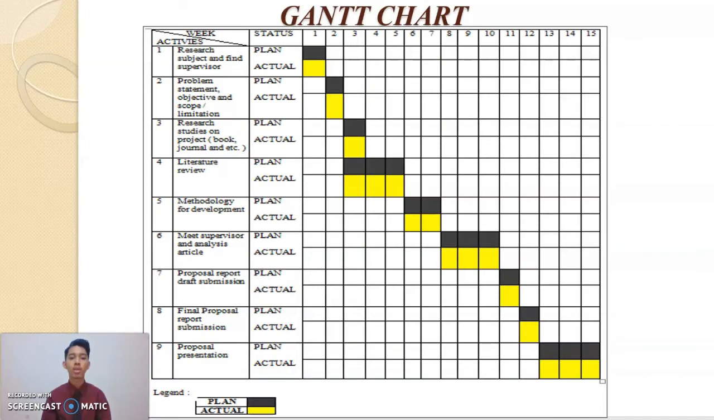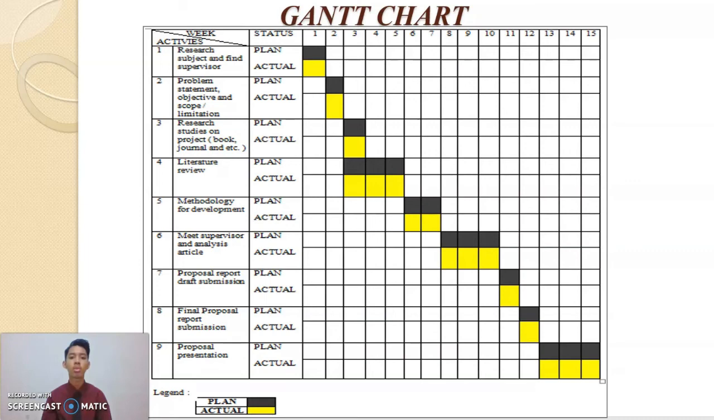From this Gantt chart, we explain the process of preparing a proposal for the creation of our project. To succeed, it will take 15 weeks until the presentation of the proposal is complete. For the first week, we did research on the subject of the project to be created and found a supervisor to guide our team in preparing the project proposal. For the second week, discussions between team members were conducted on the problem statement of the issue encountered, the determination of project objective and scope, as well as work limitation in the project.